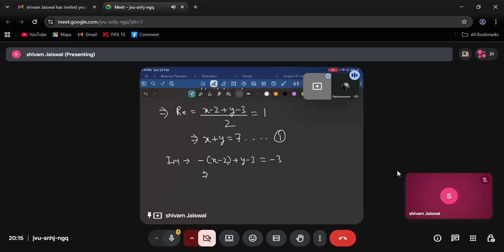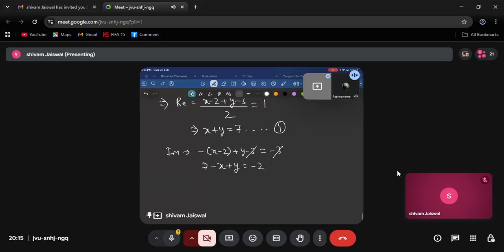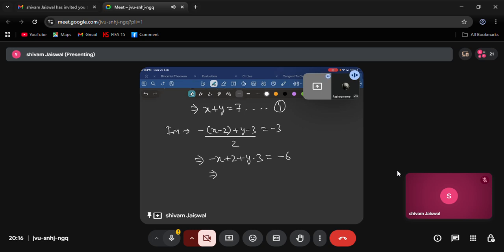So from here what are we getting? I am getting minus x plus y equal to minus 3 gets cancelled. Minus x plus y is equal to minus 2. Mistake. Acha, divided by 2 is also there. Minus 3 is equal to minus 3 divided by 2. So over here we are getting minus x plus 2 plus y minus 3 is equal to minus 6. So from here what are we getting? Minus x plus y is equal to minus 6 plus 1, minus 5.